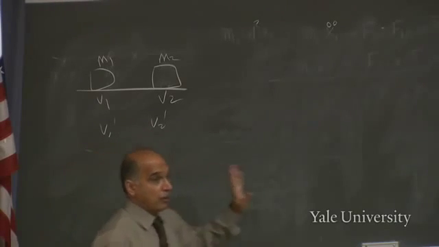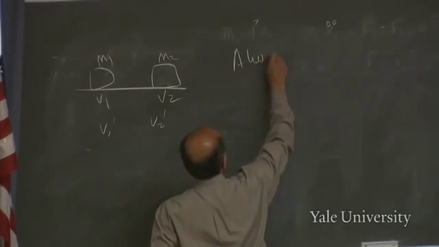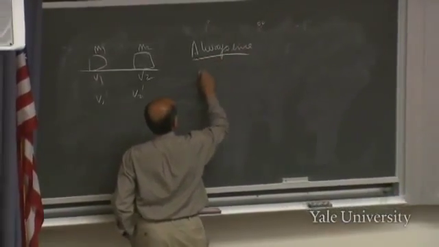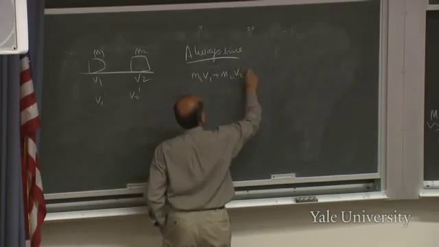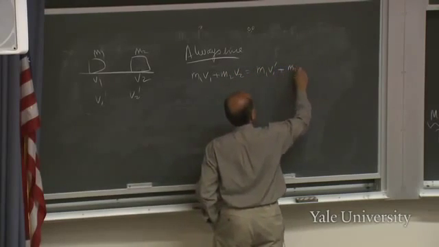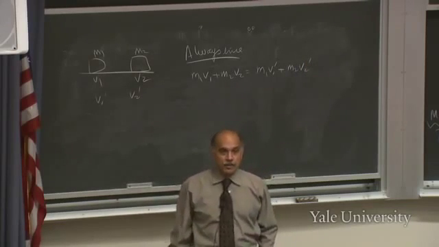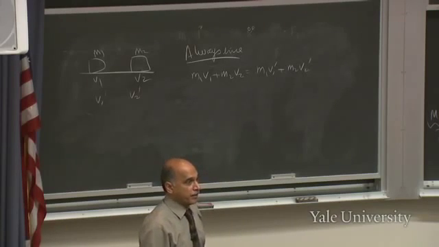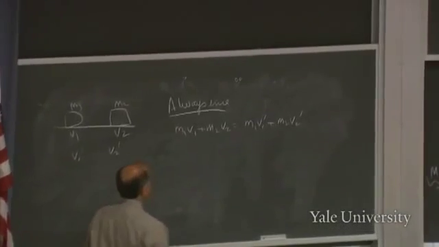One equation, always true. So let me write that down. Always true is the condition that the momentum before is the momentum after. m1 v1 plus m2 v2 equals m1 v1 prime plus m2 v2 prime. You need a second equation to solve for the two unknowns. And that's where there are two extreme cases for which I can give you the second equation.